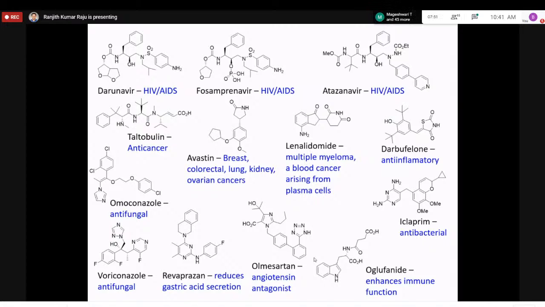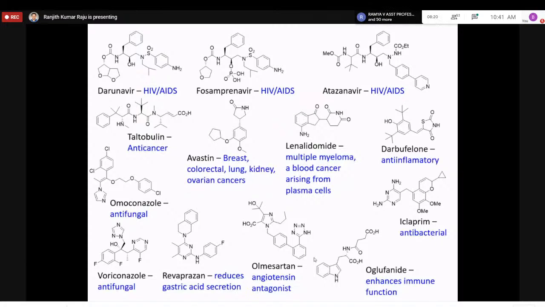The routine drugs that we use, even starting from paracetamol to even the remdesivir, which is now given for COVID-19 treatment, you have at least one heterocyclic system in that structure. So these are a few examples of the commercially available drugs which have been synthesized in the laboratory.